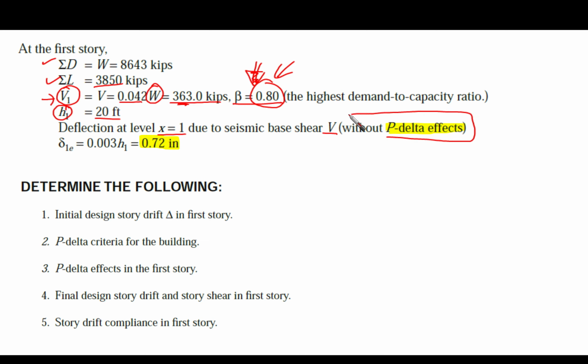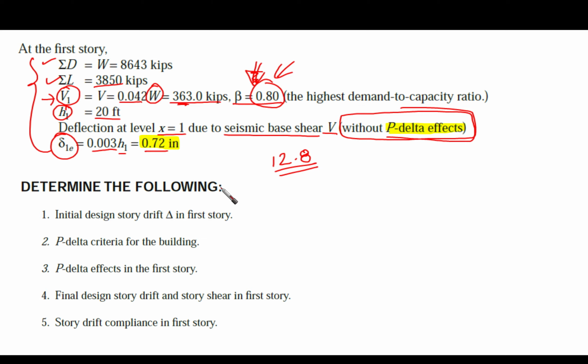Take care that whenever we are starting our P-delta effect, we start from the original seismic base shear that we have calculated based on section 12.8, for example. And then the corresponding elastic delta, based on our calculations and the code guidelines, was 0.003 H1, which is 0.72 inches. These are the given information for our structure.